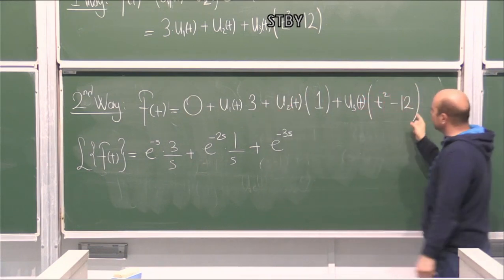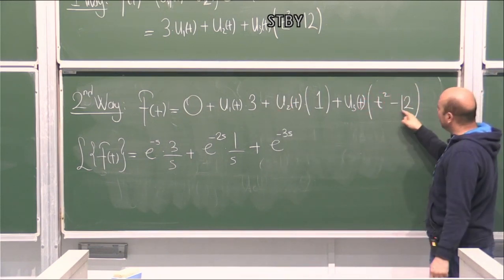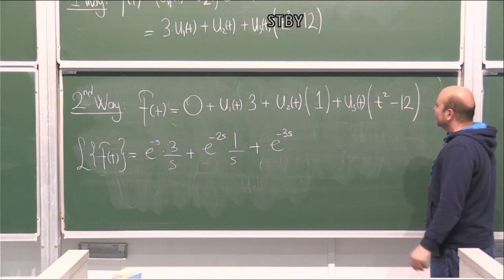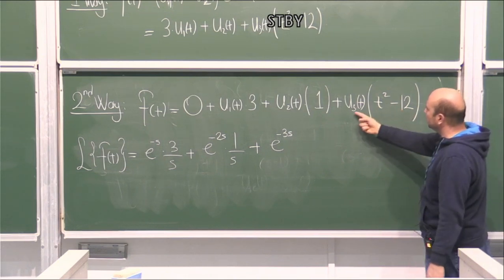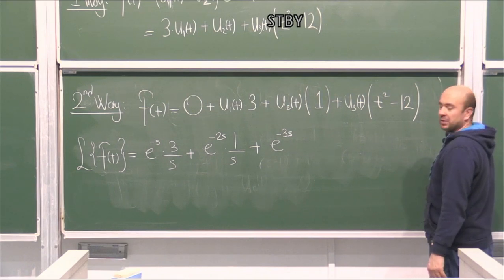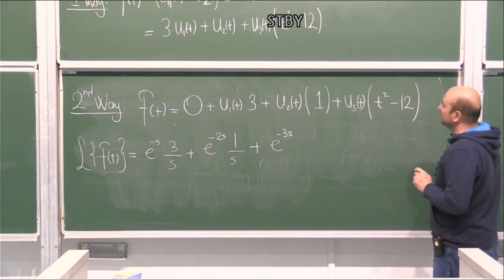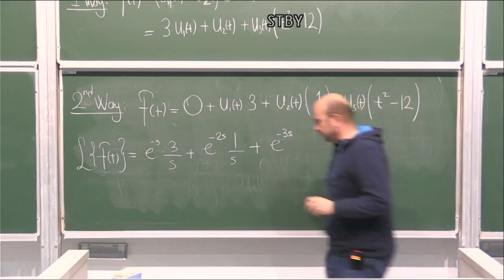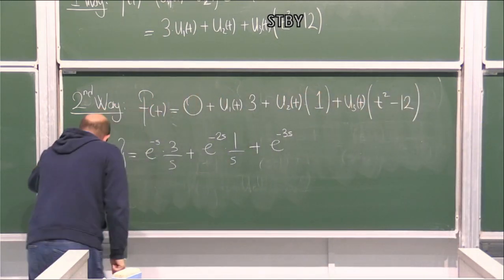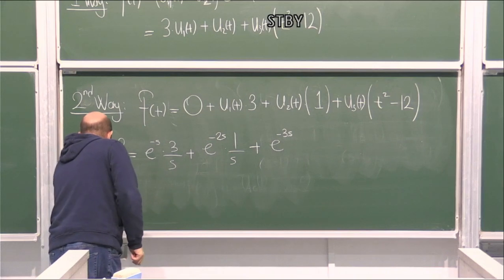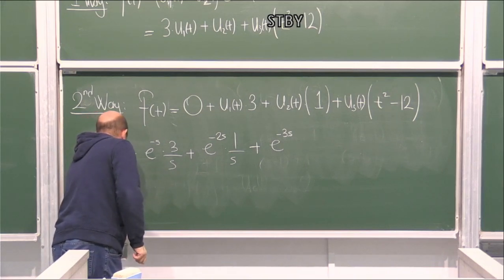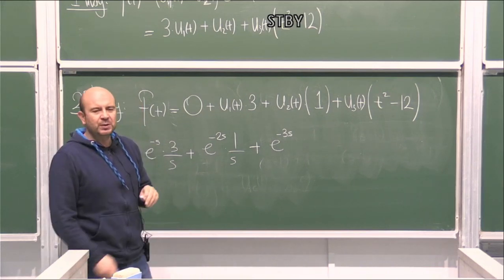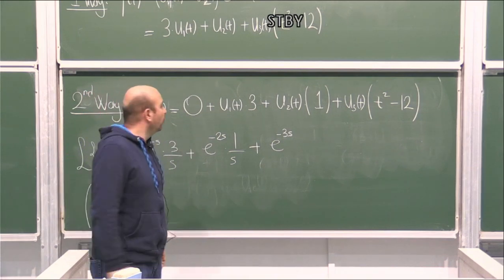But when you come to use the formula, this part must be written not in terms of t's, but in terms of t minus 3's. That's the reason we should do some extra work, and we have to write this part in terms of that. So let me open a parenthesis here, and I need to express t squared minus 12, not in terms of t's, but in terms of t minus 3's.